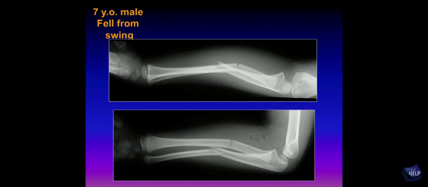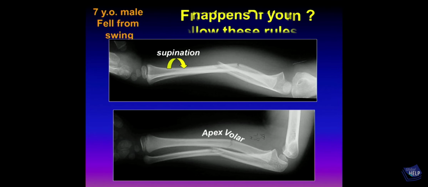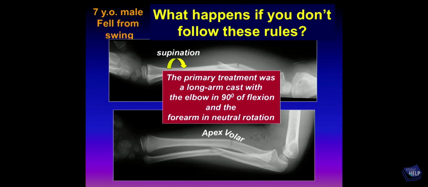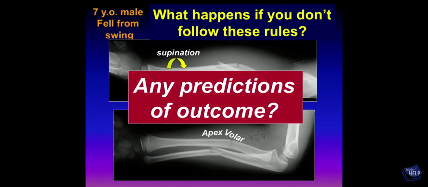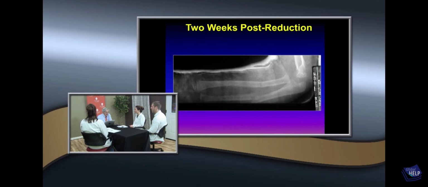So this patient comes in having fallen from a swing, and was treated by a person who trained years ago. Here it's supination, apex volar, and this person didn't quite follow those rules. The primary treatment was a long arm cast with the elbow in 90 degrees of flexion, but the forearm was in neutral. So, you've got to predict what may happen. It didn't heal correctly. Well, it hasn't. It came in at 2 weeks, and what's happened here?